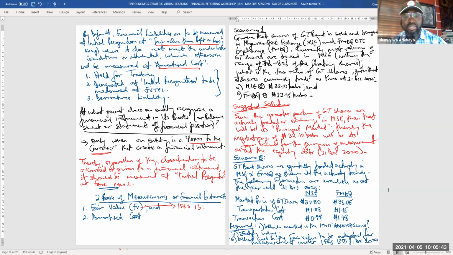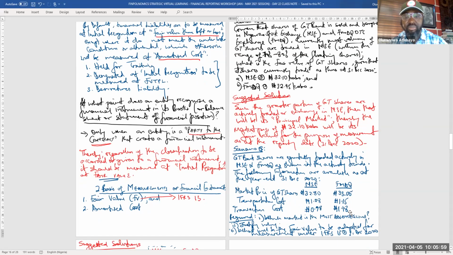The market price after deducting the transportation cost and transaction cost should determine the most advantageous market, being the market that has a higher net amount. For us to determine the fair value, we only deduct transportation cost, if any, from the market price, while transaction cost should not be deducted. The reason for this is what we'll be discussing today.